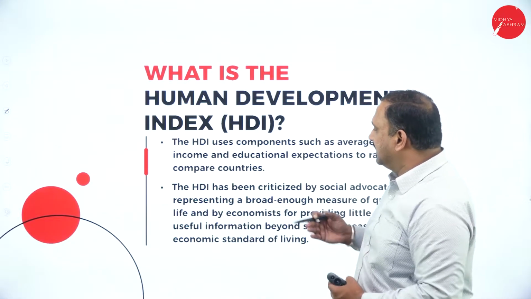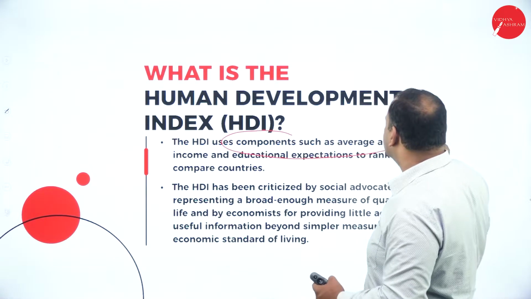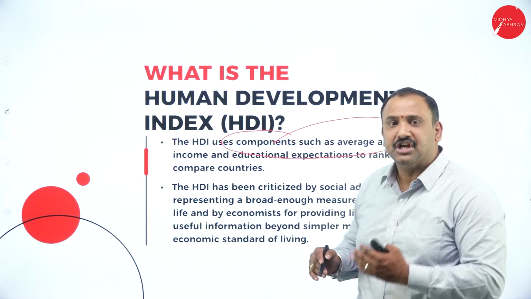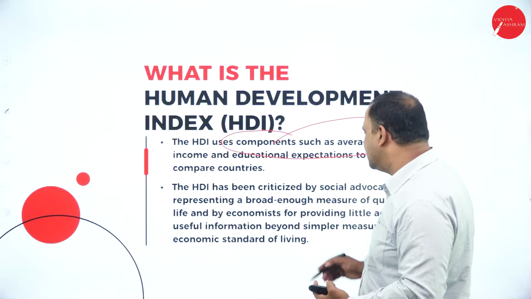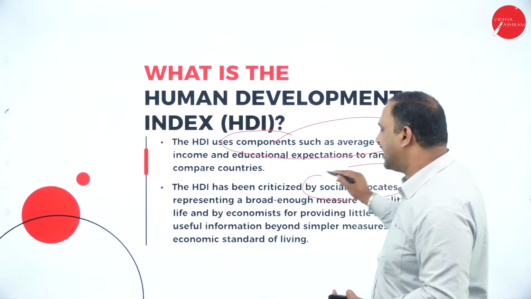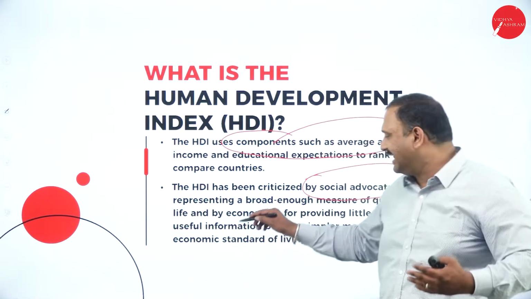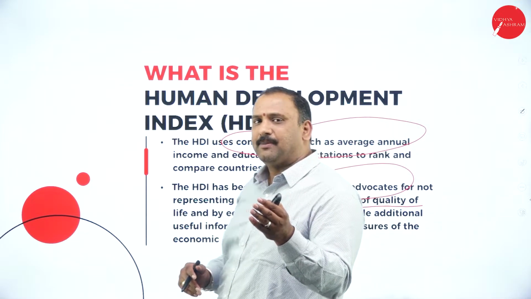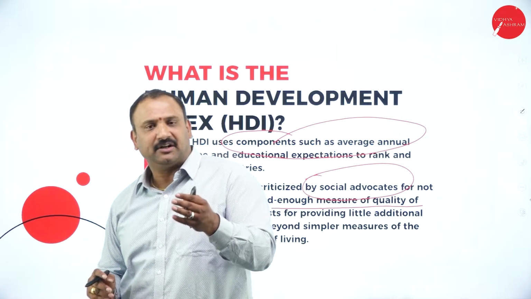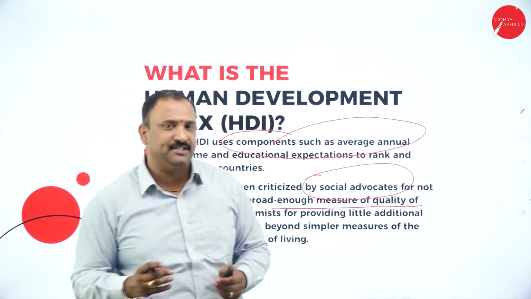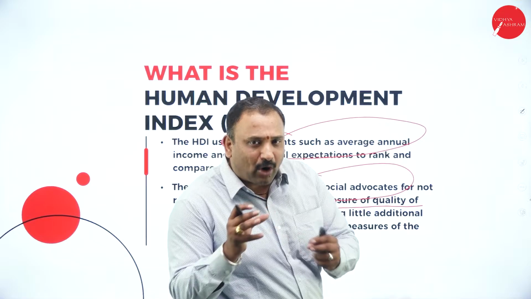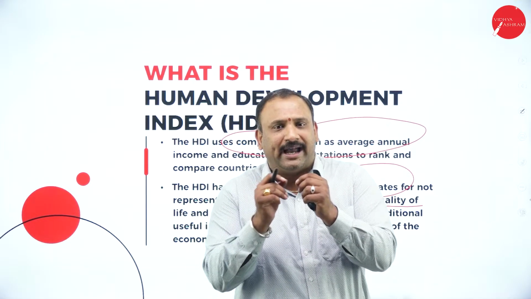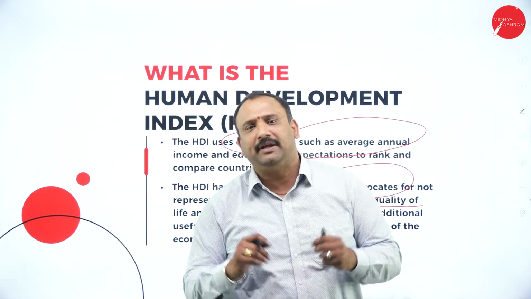Now, moving further, the HDI uses components such as average annual income and educational expectations to rank and compare factors. It has been criticized by social advocates and economists for not representing a broad enough measure of quality of life. Now, why? Because if you're going to compare Finland versus India, broader comparisons have to be taken into the picture. You cannot just do a head-to-head comparison between these two countries.